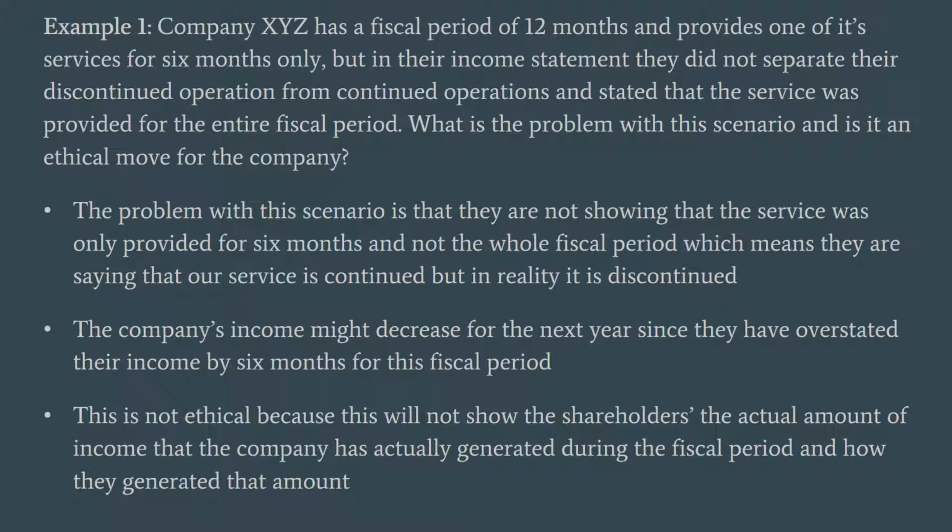The problem with this scenario is that they are not showing that the service was only provided for 6 months and not for the whole fiscal period, which means that they are saying that our service is continued, but in reality it is discontinued. The company's income might decrease for the next fiscal period since they're overstating their income by 6 months for this fiscal period. Also, this is not ethical because this will not show the shareholders the actual amount of income that the company has actually generated during the fiscal period and how they generated that amount.